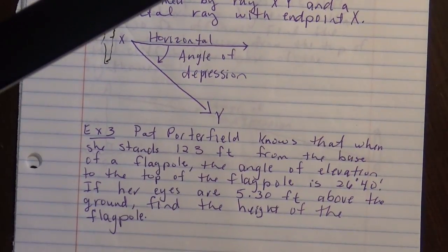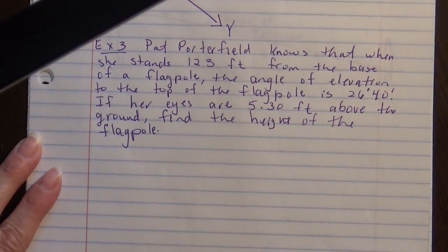Example 3. Pat Porterfield knows that when she stands 123 feet from the base of a flagpole, the angle of elevation to the top of the flagpole was 26 degrees 40 minutes. If her eyes are 5.3 feet above the ground, find the height of the flagpole. So we need to draw a picture. We're going to be drawing lots of pictures in this section. For every one of these application problems, we need a picture to go with it.